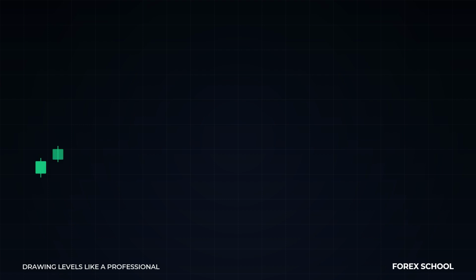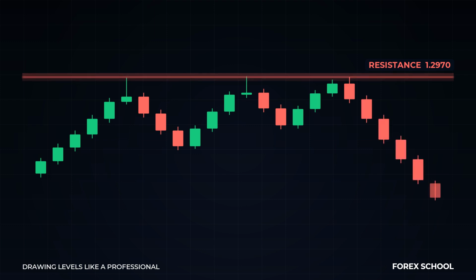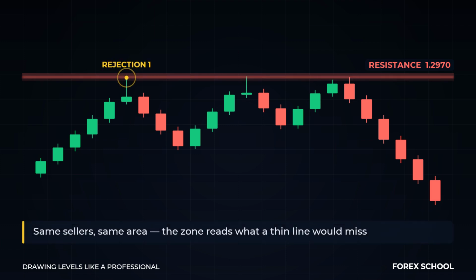And the same discipline applies to a ceiling. Here's a resistance zone drawn with proper thickness. 3 separate rallies into the area, 3 rejections, and notice again how each rejection wick reaches a slightly different high. A thin line at the first high would have called the later touches misses. The zone reads them correctly: same sellers, same area, same message. Draw the zone, respect the area, and let the wicks do what wicks do.